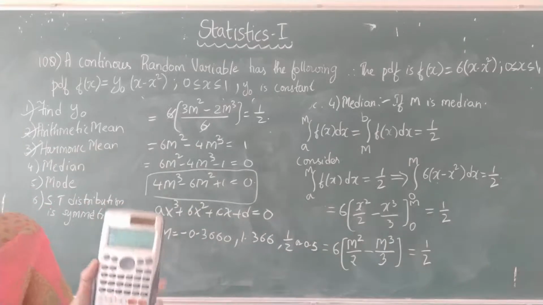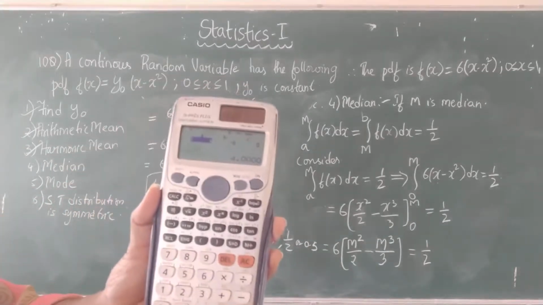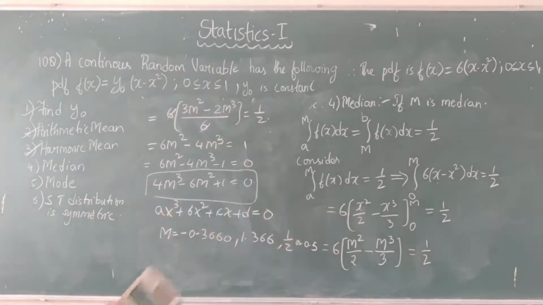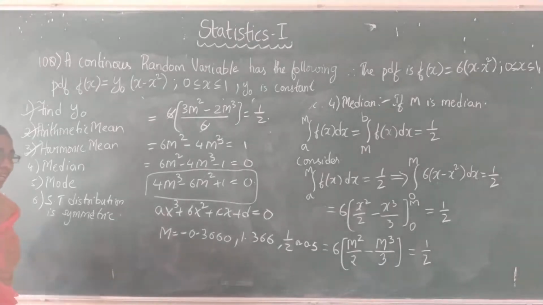So 3 values we got. Press again equals to. So no other values. You will get only 3 values for this m. So in this way, in your Calc, you can solve any type of equations. Now we got the 3 different values of m.